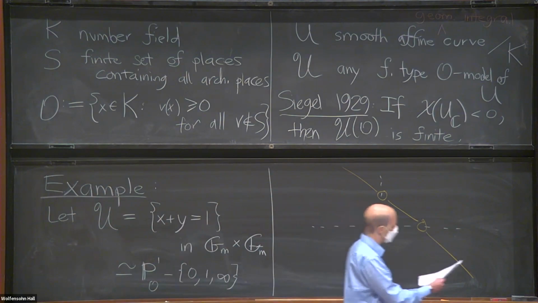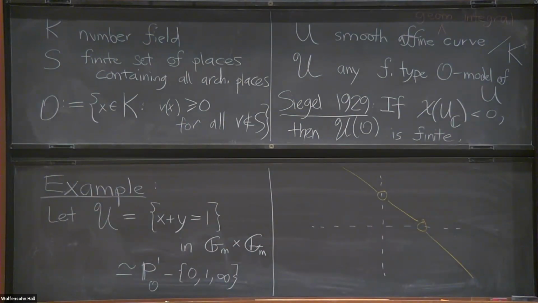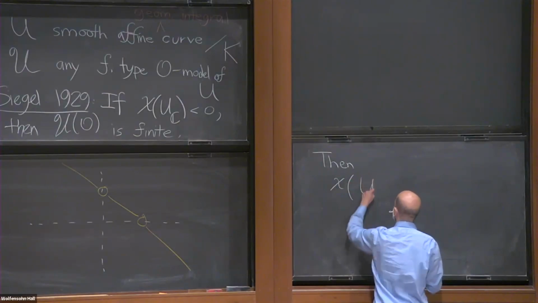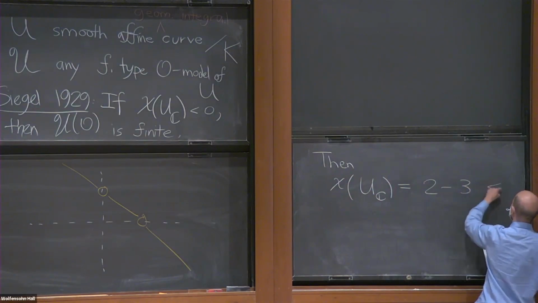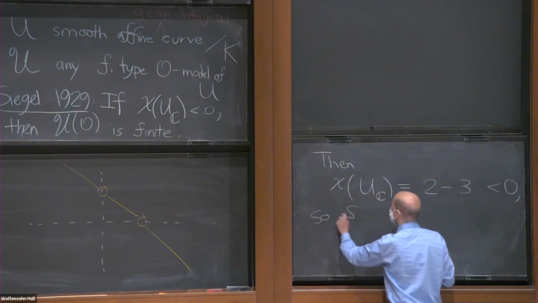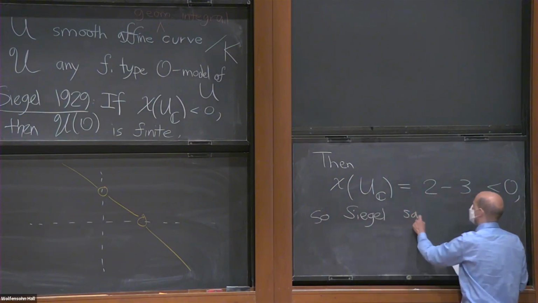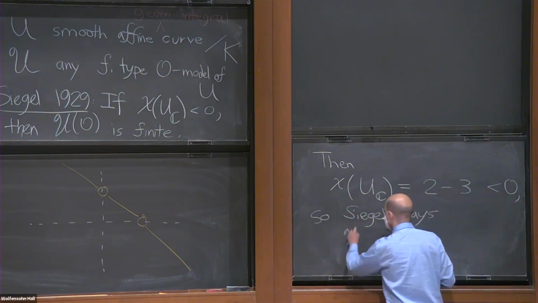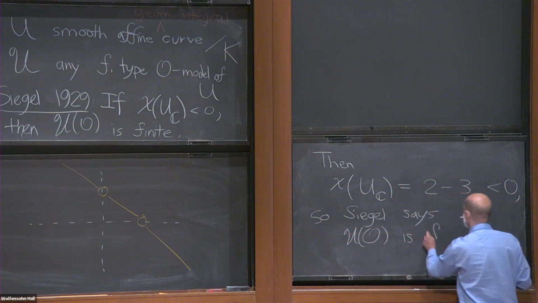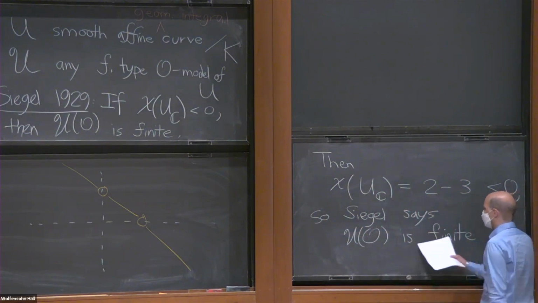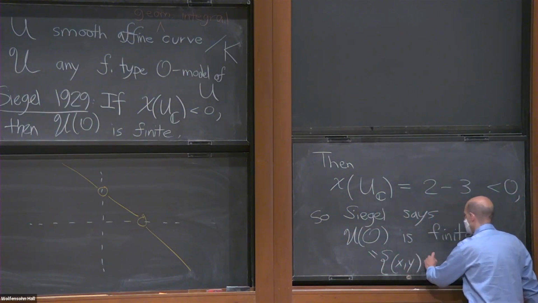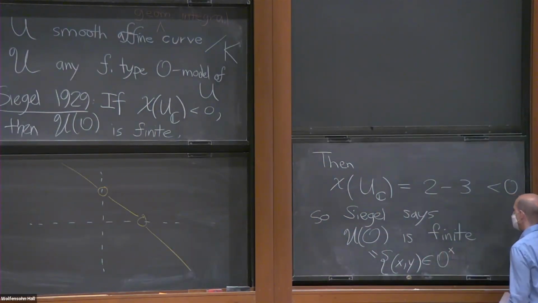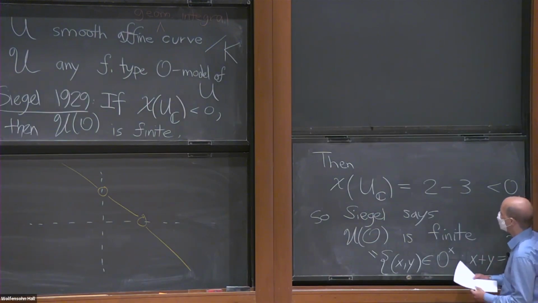All right. So for that curve, you can easily calculate the Euler characteristic. That's going to be the Euler characteristic of P1 minus 3 points, which is negative. So Siegel says that the set of integral points U of O is finite. And what is this set of integral points concretely? It's the set of pairs of S-units, so units of the ring O, such that x plus y equals 1. So this is called the S-unit equation, and it will have finitely many solutions.